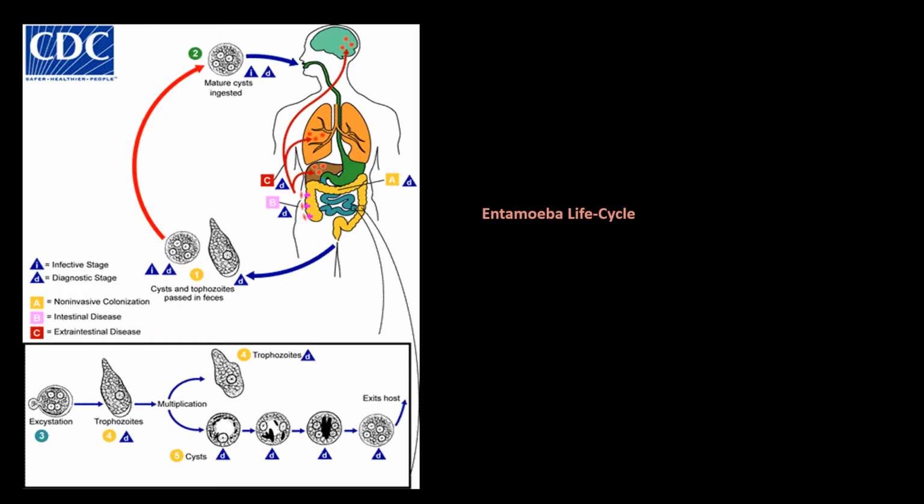Amoeba cycles are very similar, ingesting an infective cyst, although amoeba can cause extraintestinal disease, as we'll discuss. Trophozoites mature and are passed in the feces as well as infective cysts.